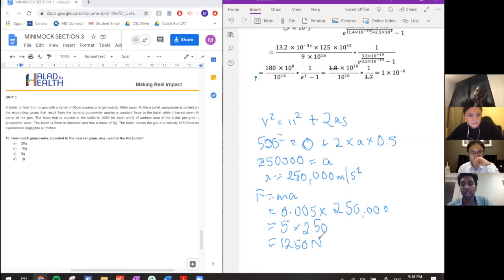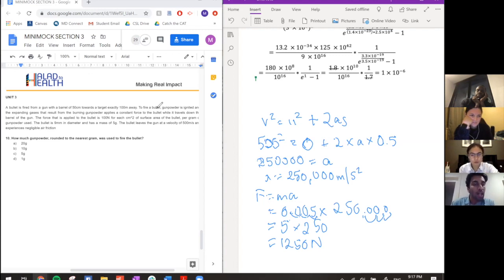So what I've done here is I've simplified this into this, because if I move this decimal point 3 places this way, I can simply move the decimal point 3 places that way. And I get a force of 1,250 newtons. So I get the force that's being applied to the bullet in order for it to exit the gun at a velocity of 500 meters a second. Now I have to figure out how many grams of gunpowder was used in order for that to happen.